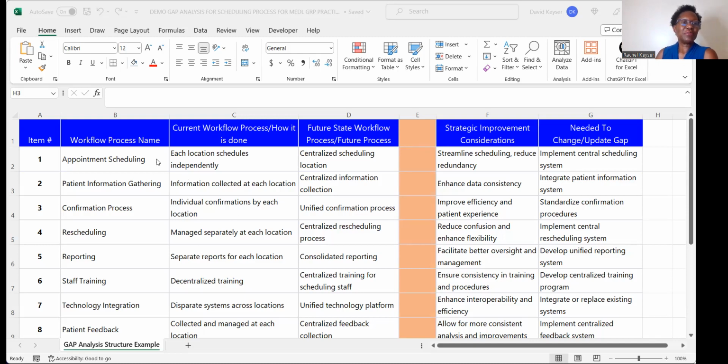Okay, so we have a process that's called appointment scheduling. The current process is each location does its own scheduling independently. The future state is what we want it to be: centralized. We want all of it to be in one location, and they will be scheduling patients from one place. So for that, the strategic improvement consideration would be to streamline scheduling in order to reduce redundancy.